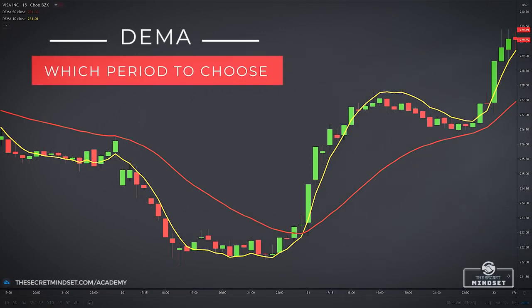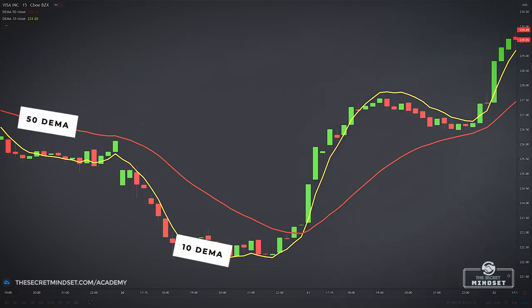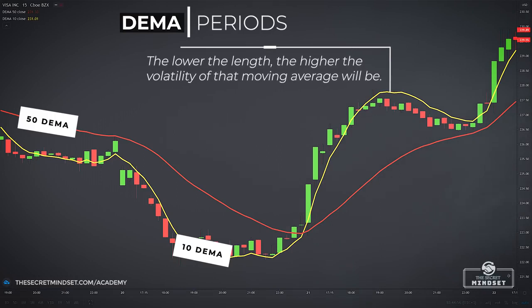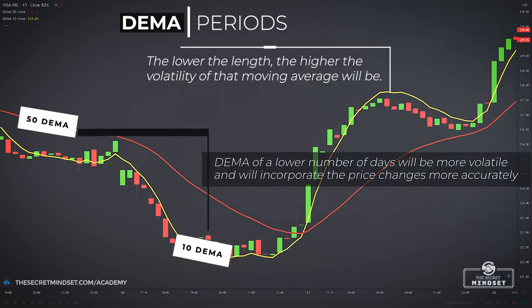Here are two double EMAs on the same daily chart. The red line is the 50 days EMA, which is significantly detached from the price compared to the 10-day EMA, which is the yellow line. The lower the number of days of the moving average, the higher the effect of the last data point will be. And the lesser the number of days used to calculate the moving average, the higher the volatility of that moving average will be. So, EMA of a lower number of days will be more volatile and will incorporate the price changes more accurately.